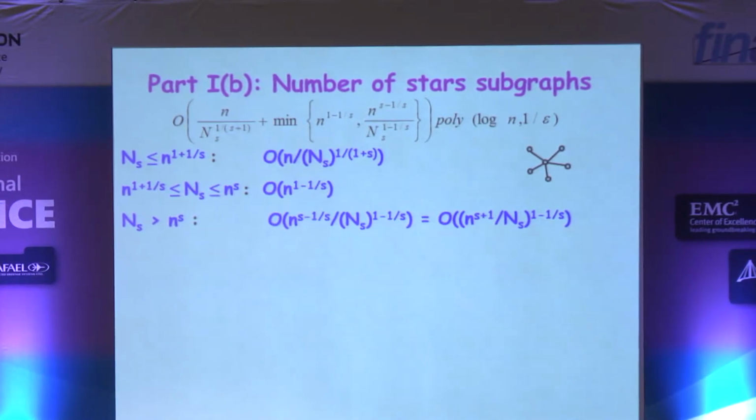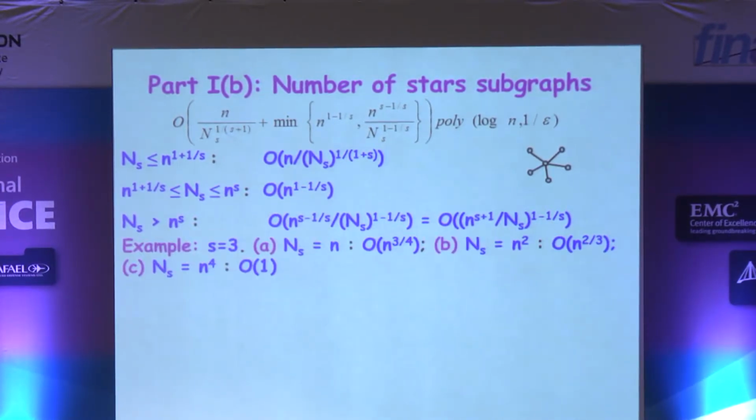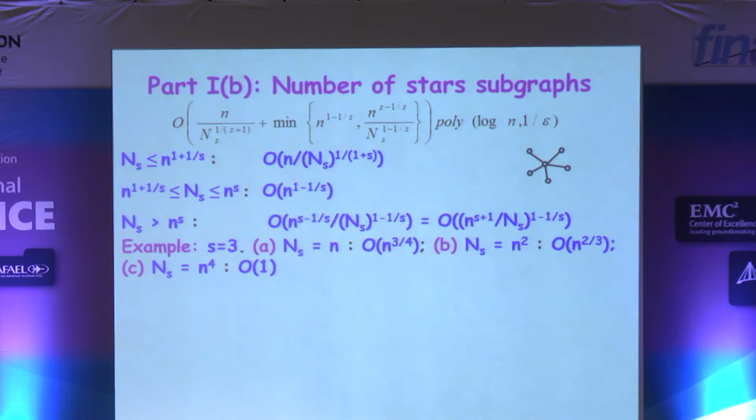To be a little more concrete, let's look at an example for s equals 3. If we look at the first range, when there's a very small number of stars, we get n to the 3/4. That's sublinear. If we go to the middle range, we get something like n to the 2/3. And I took it to an extreme when there are lots and lots of stars. You can't have more than n to the 4th, but if you have roughly n to the 4th, then you get a very efficient algorithm, just order 1, up to polylog n factors.